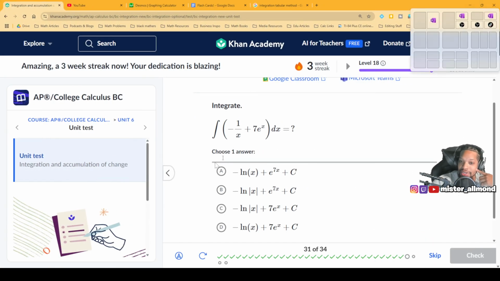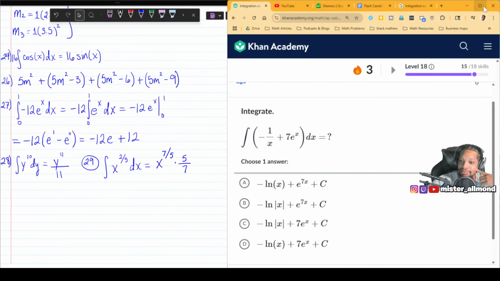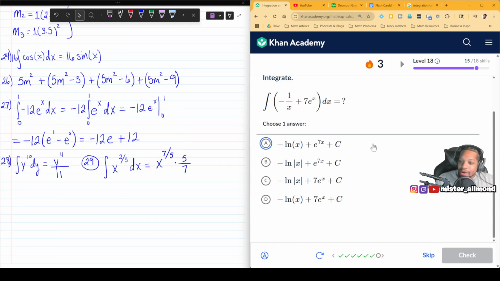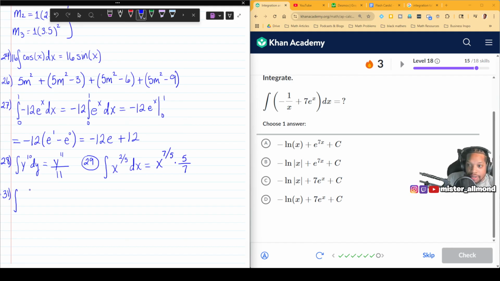What are we on? 31? Man. All right, this one looks not bad at all, bro. They're literally blessing. Okay, number 31. Bro, we're about to get 100 first take. Let's go. All right. Integral of negative 1 over x plus 7e to the x dx. This is too easy. I'm going to separate them just for the sake of showing work.